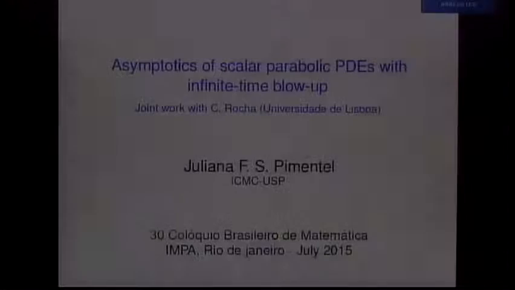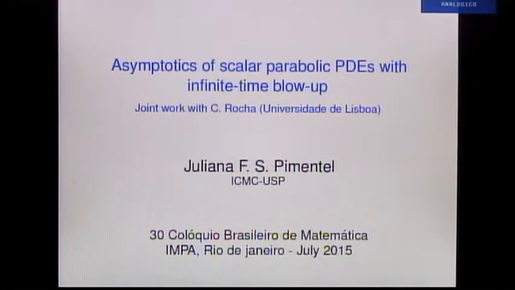Our next speaker is Juliana Pimentel. She's a postdoc at University of São Paulo in San Carlos. And today, Juliana is going to talk about asymptotics of scalar parabolic PDEs with infinite time block.